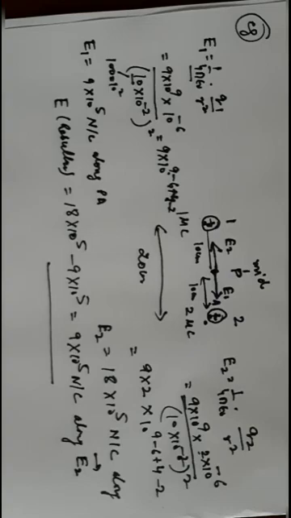So this is how to find the resultant electric field when two or more charges are given. Similarly, if you have 3 charges, we will calculate the individual electric field due to each of the 3 charges, and then add them by considering the direction.